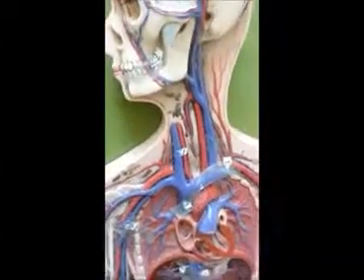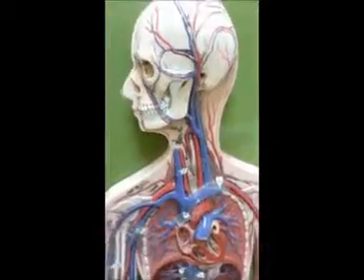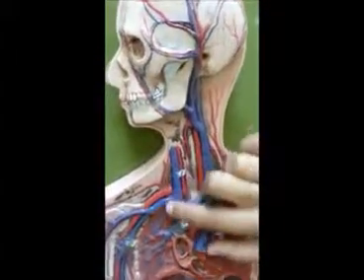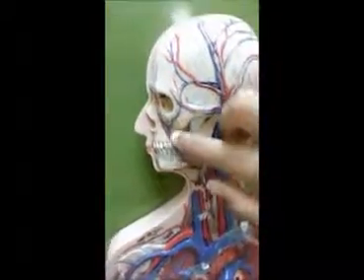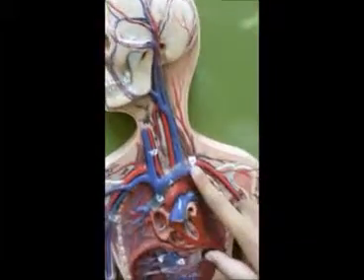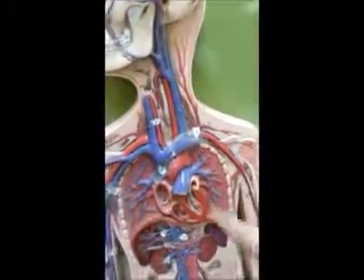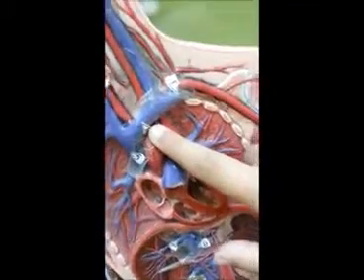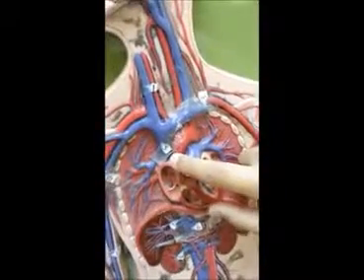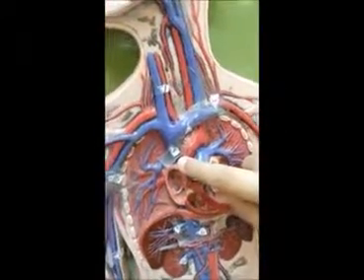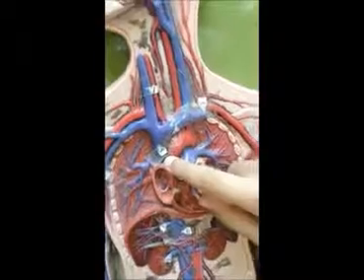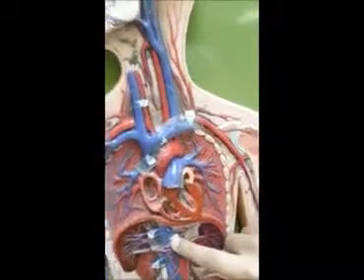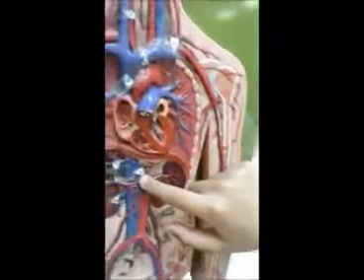We are talking about the veins of the complete body. Okay, we have the internal jugular vein, we have the facial vein, we have here the subclavian vein, the brachiocephalic vein, we have right here the superior vena cava, and right here we have the inferior vena cava.